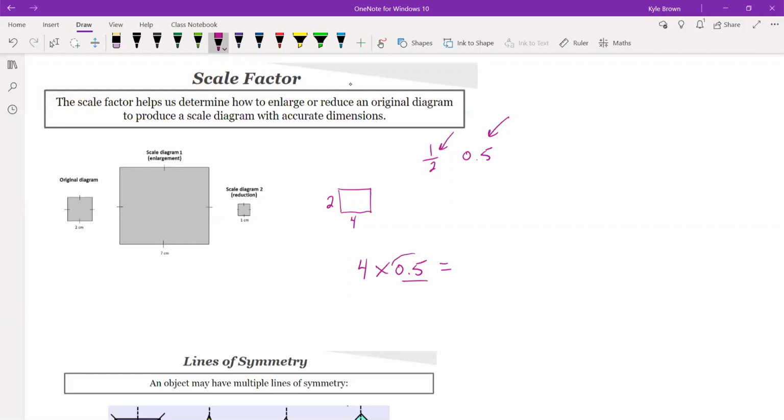So if you get a scale factor that is a decimal between 0 and 1, or a fraction that ends up being between 0 and 1, then you're making the thing smaller, in this case half the size. So in this case, we'd be making a smaller little box. 4 times a half is 2, and 2 times a half is 1. So you're making it smaller in that way. So yeah, that's pretty much it. That's the gist.